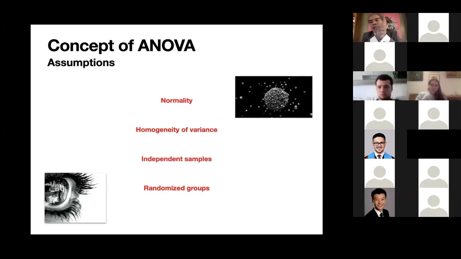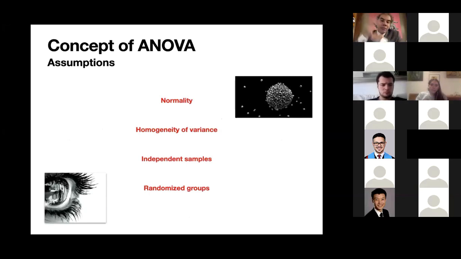ANOVA, as it is a parametric test, has some assumptions. Samples must have a normal distribution. Samples must have homogeneity of variance. They must be independent samples, and they must be randomized groups.